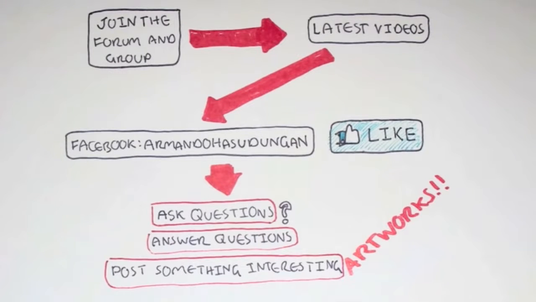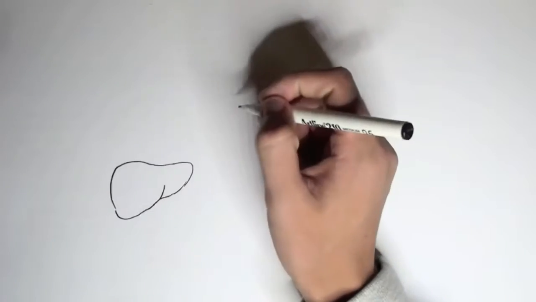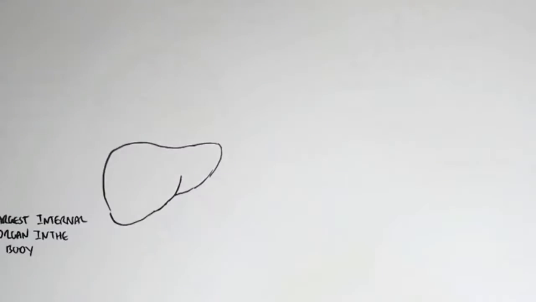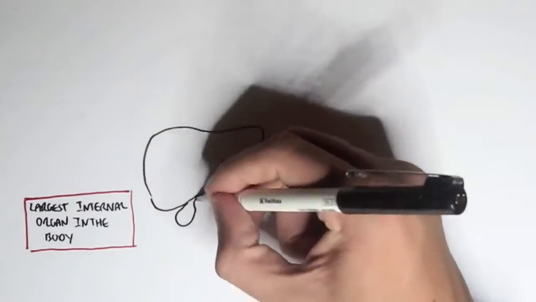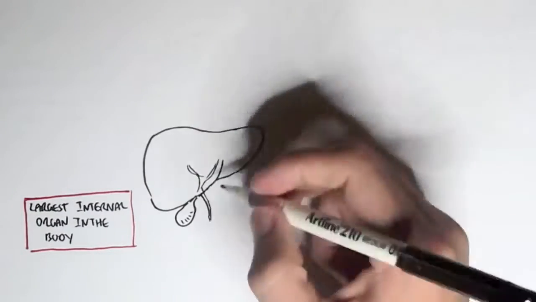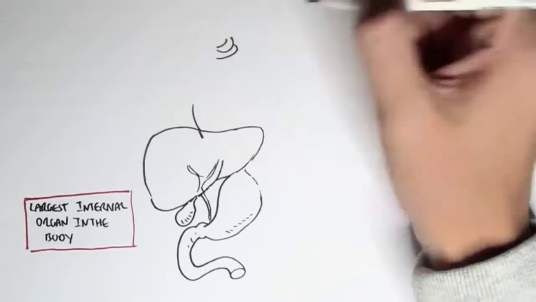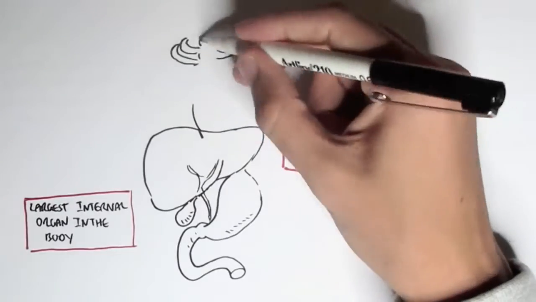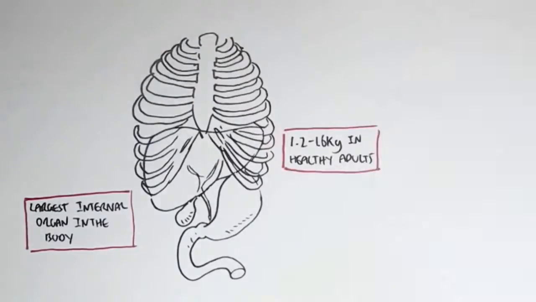In this video, we're going to look at livers, the liver anatomy and its blood supply. The liver is the largest internal organ in our body. It lies in close proximity to other organs such as the gallbladder, which is under it, and the stomach, which is to the left of it. The liver is about 1.2 to 1.6 kilograms in healthy adults. It is located in the right side of the body under the lower ribs.